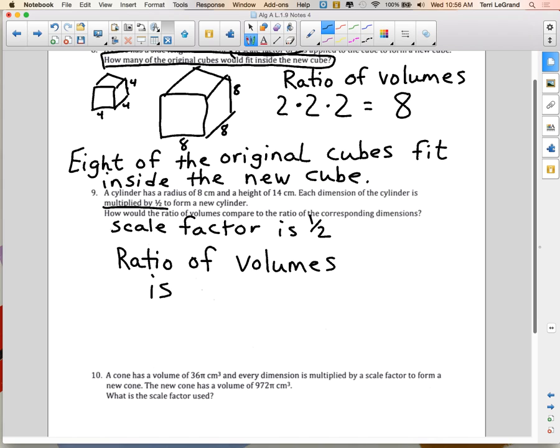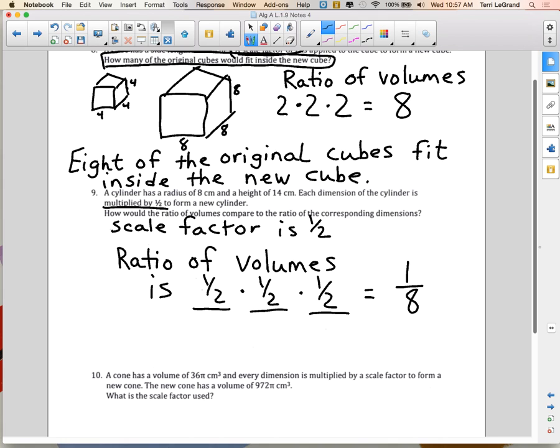What do we do to get the ratio of volumes? Times 1/2, 3 times. 3 times, you're right. 1/2 times 1/2 times 1/2. When you multiply fractions, you multiply across the top. What do we have upstairs in all of them? 1. So 1 times 1 times 1 is 1. So equals 1. And 2 times 2 times 2 is 8. So 1/8 is the ratio of the volumes.